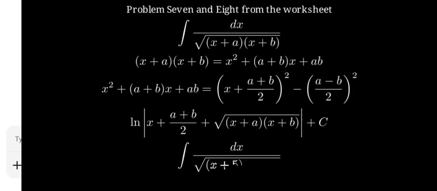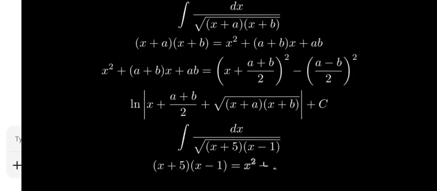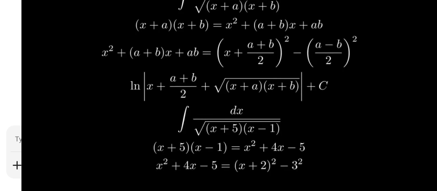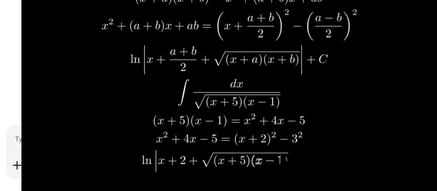We integrate 1 over the square root of (x plus 5)(x minus 1). We expand, and then write it as a square minus 9. Then we complete the square. The expression becomes (x plus 2) squared minus 9. That, again, matches the form u squared minus a squared. The antiderivative is the log of x plus 2 plus the square root. So the antiderivative is the natural log of x plus 2 plus the square root of the original product, plus the constant. Next up is problem 8 part 1.